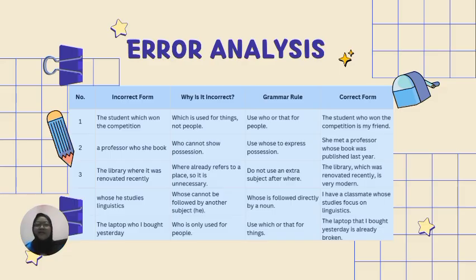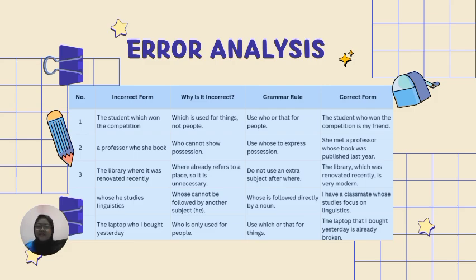The second mistake is: who she booked. Here the sentence shows possession, so we must use whose instead of who. The correct sentence is: whose book was published last year. The third mistake is using where together with it. Because where already refers to a place, the extra pronoun makes the sentence incorrect. A better sentence is: the library which was renovated recently is very modern.